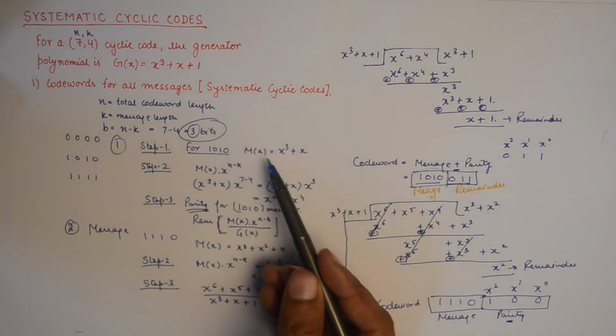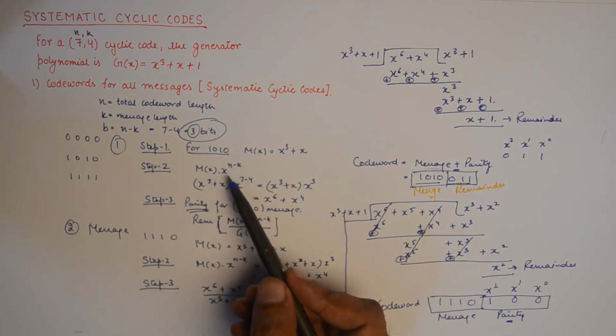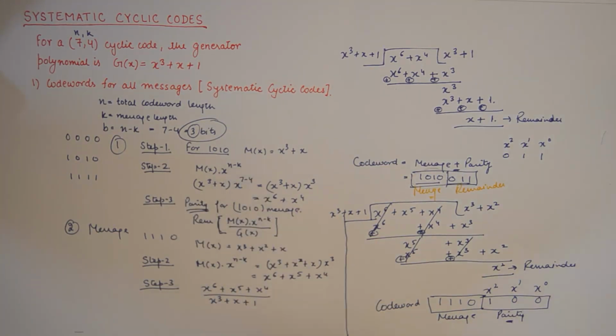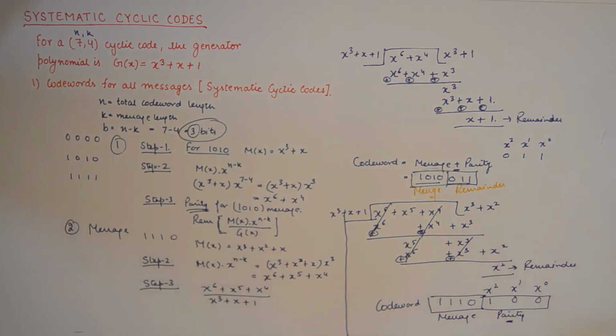In step number 1 you generate the polynomial for the message. In step number 2 you simply multiply it with x raised to the power n minus k, and then divide it with the generated polynomial, find the remainder. That remainder is your parity.